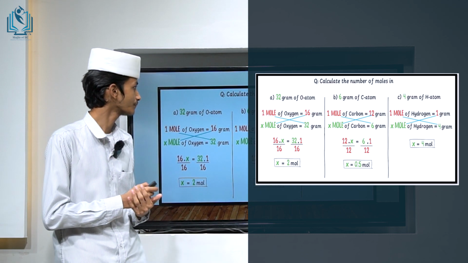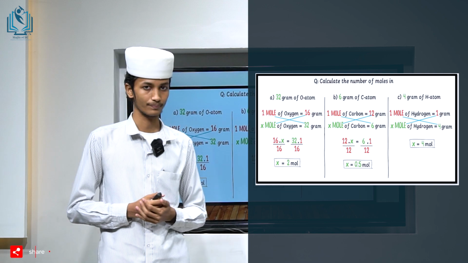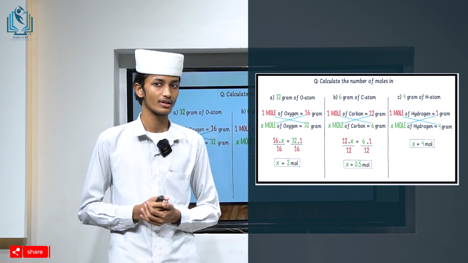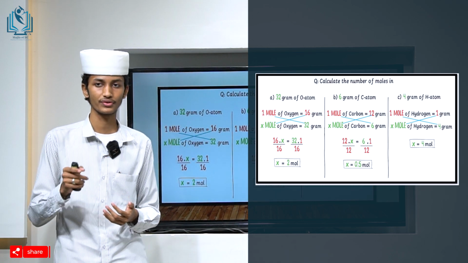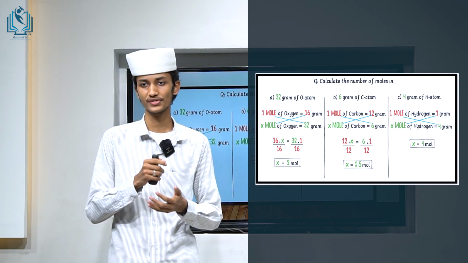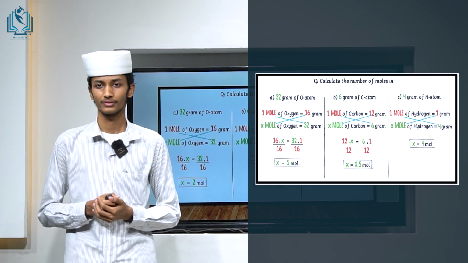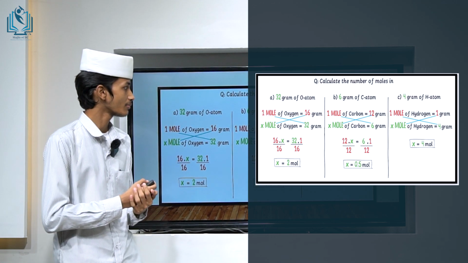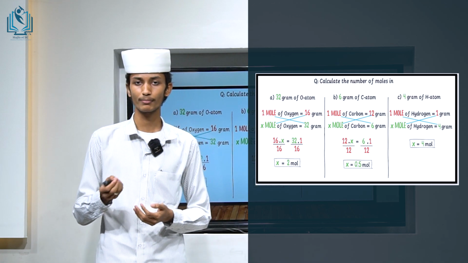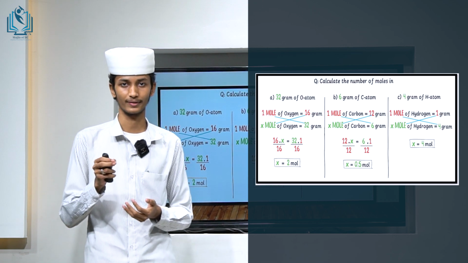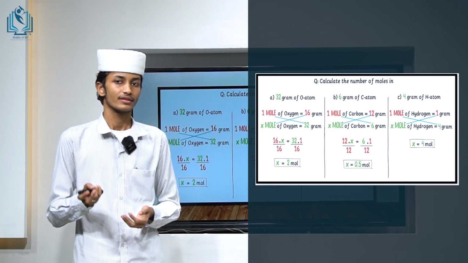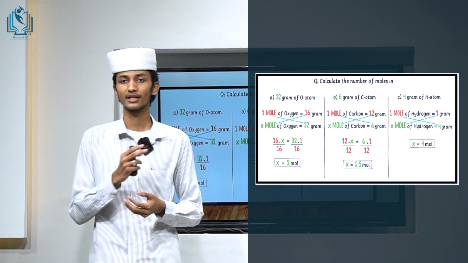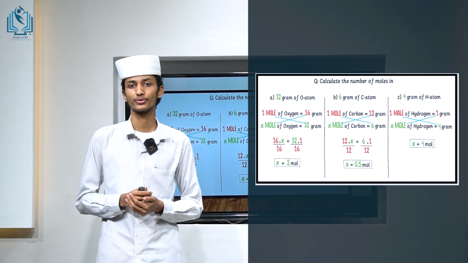The second problem: 6 gram of carbon atoms. We know 1 mole of carbon atoms is equal to 12 gram, and X mole of carbon atoms is equal to 6 gram. Then X is equal to 6 by 12, which is half a mole. Then the third problem: 4 gram of hydrogen atoms. We know 1 mole of hydrogen atoms is 1 gram, and X mole of hydrogen is equal to 4 gram. By calculating this, 4 by 1 is equal to 4 mole.